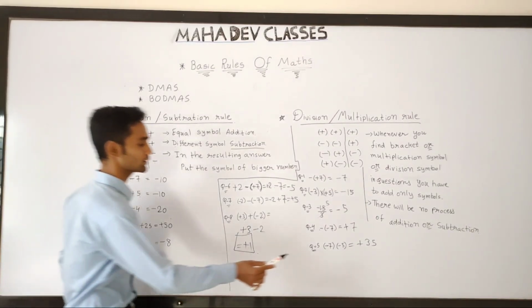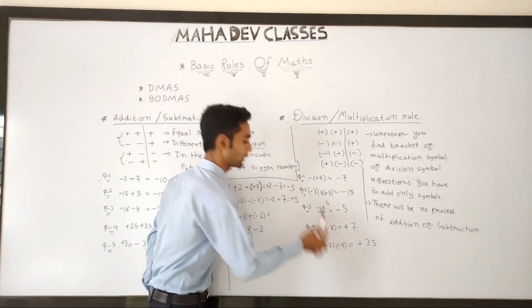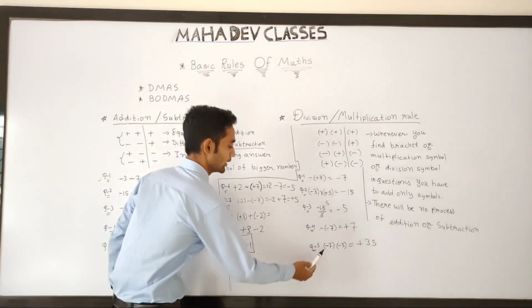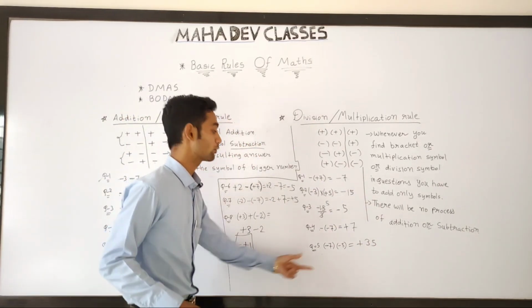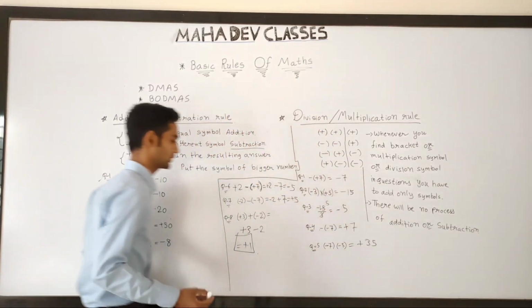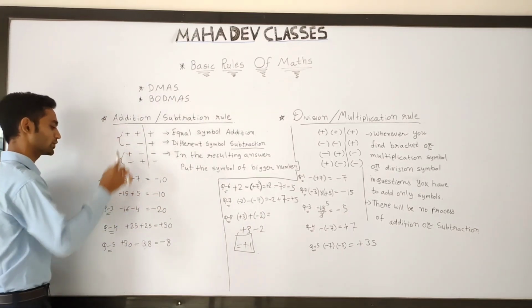Okay, and in this question, see, there are 2 brackets. It doesn't matter how many brackets there are. See, there are 2 brackets. That's why we have to follow this rule, to remove our brackets. See, here there are no brackets, that's why we simply follow this rule.